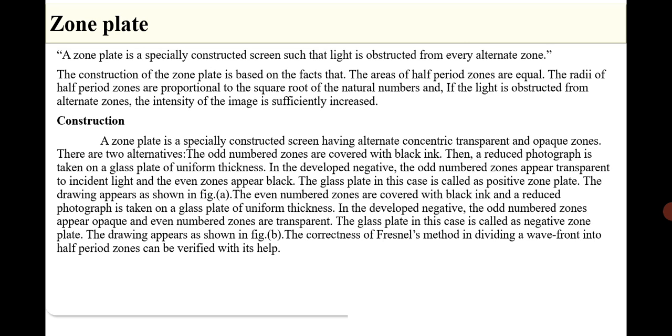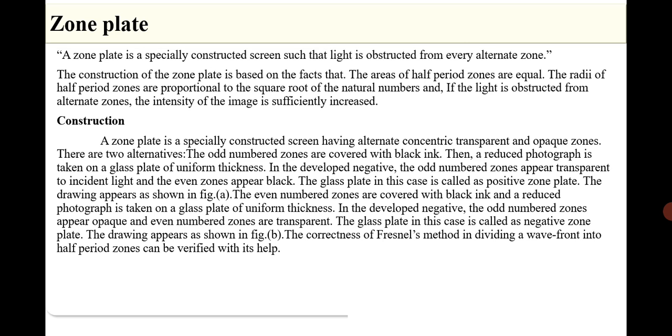So first, zone plate. A zone plate is a specially constructed screen such that light is obstructed from every alternate zone. The construction of the zone plate is based on the fact that the areas of half-period zones are equal. The radii of half-period zones are proportional to the square root of the natural numbers, and if the light is obstructed from alternate zones, the intensity of image is sufficiently increased.